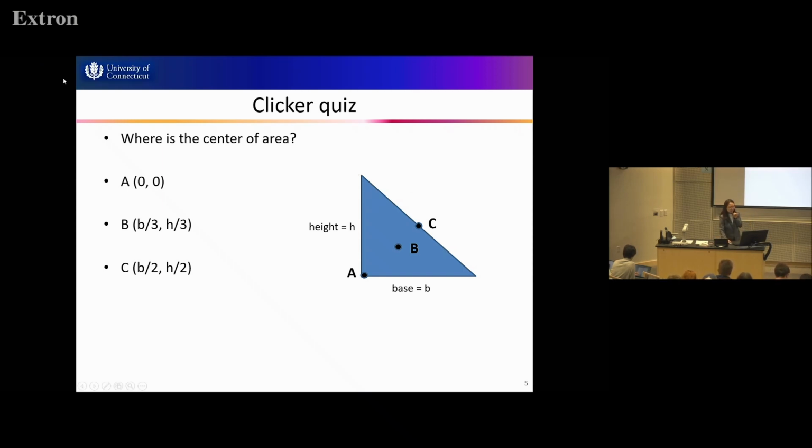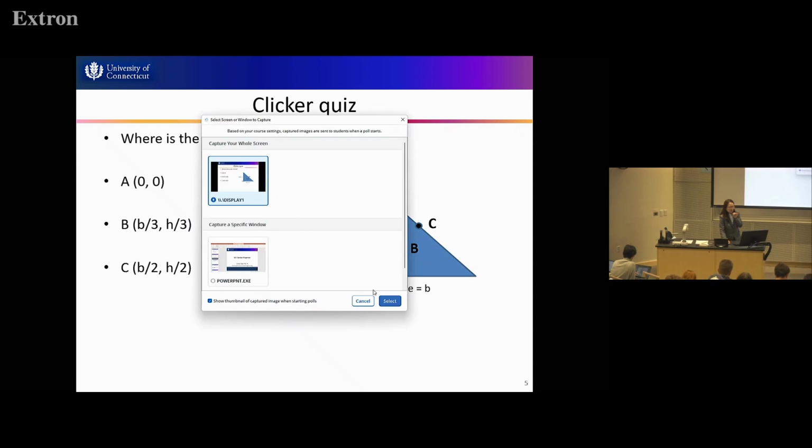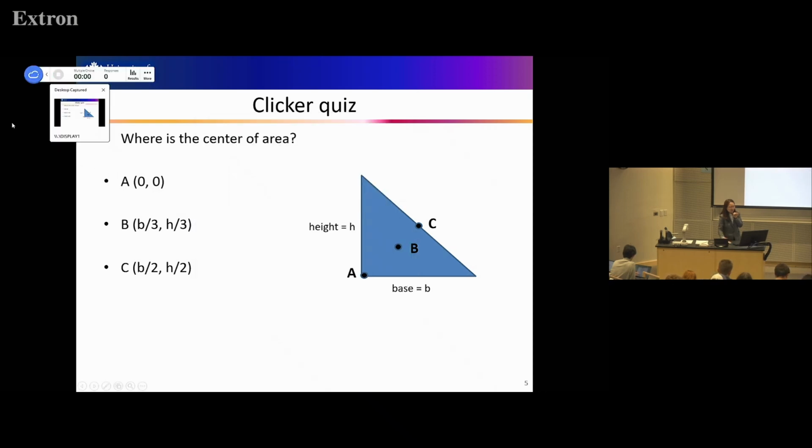So this is kind of a warm-up quiz. For this triangle, where is the center of area? Is it 0, 0, or B over 3, H over 3, or B over 2 and H over 2? The question is centroid. Where is the centroid of the triangle?